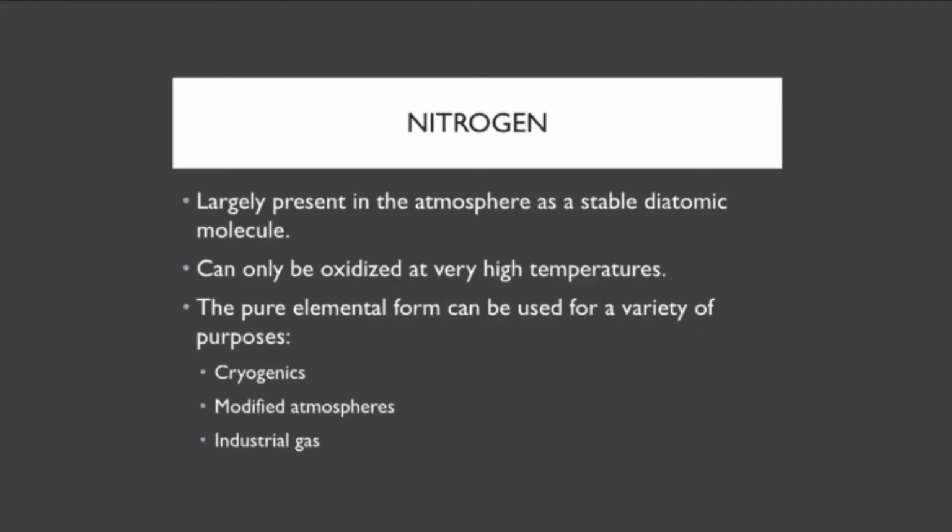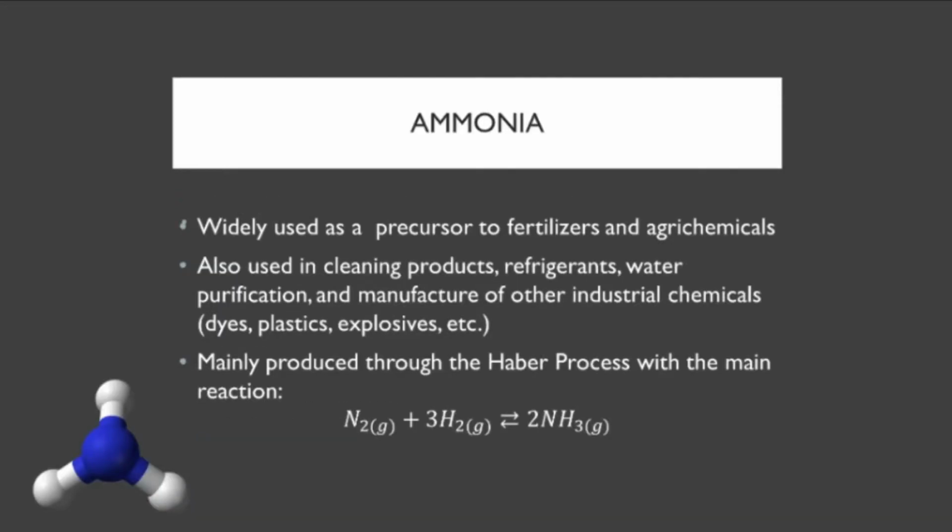Let's start with ammonia. Ammonia, with chemical symbol NH3, or one nitrogen atom combined with three hydrogen atoms, is widely used as a precursor to fertilizers and agrochemicals. Basically, ammonia is the backbone of the fertilizer industry. Ammonia is also used in cleaning products. It is present in a dilute aqueous solution. As a refrigerant, ammonia is used in industrial ice production. In water purification, ammonia is sometimes used as a disinfectant, and in the manufacture of other industrial chemicals in which ammonia is a precursor, such as dyes, plastics, explosives, and many more substances.